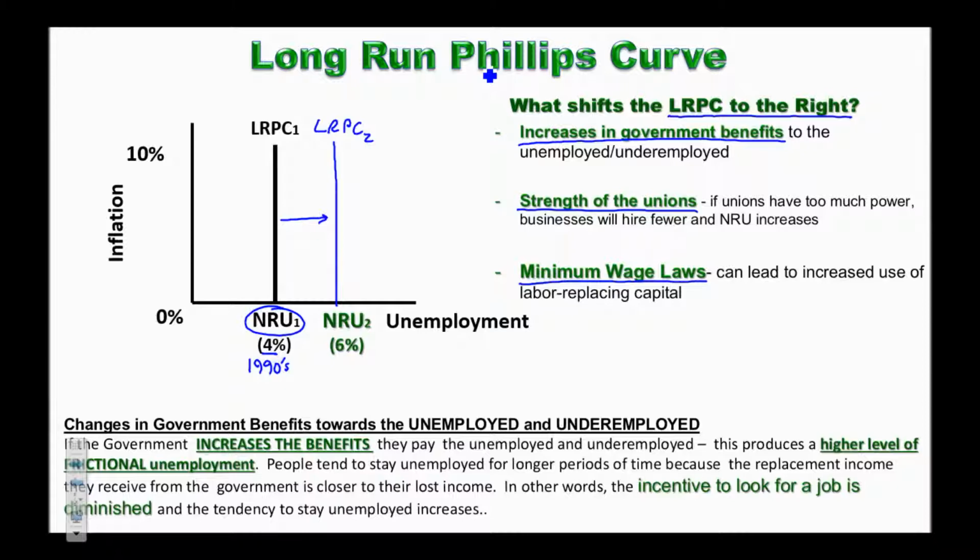Okay? You take away these benefits here, and the long-run Phillips curve will shift to the left again. There's historical data to back this up. In the 2008 recession, unemployment benefits were extended to 96 weeks. Okay? Typically, unemployment benefits run out after 28 weeks. They were extended to 96 weeks. As soon as the 96 weeks ran out, the unemployment rate dropped. Okay? Because there was less incentive to remain unemployed, people would begin taking jobs that they might not want, but they're going to take.